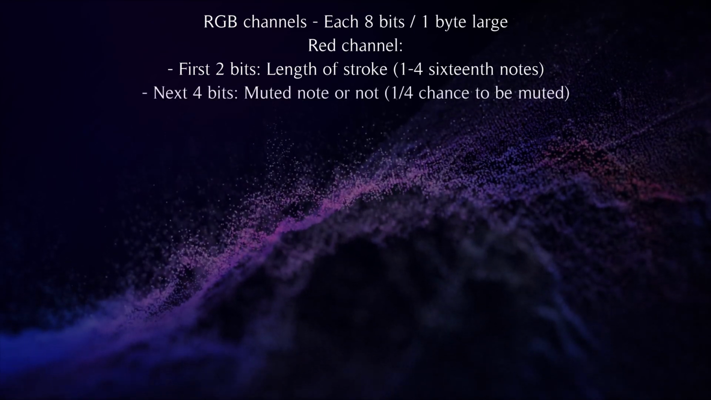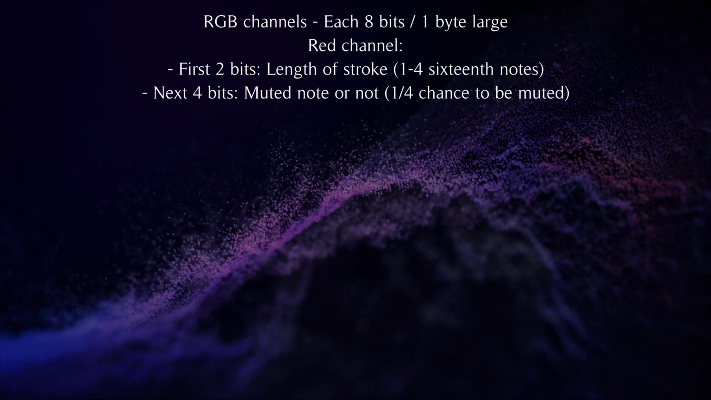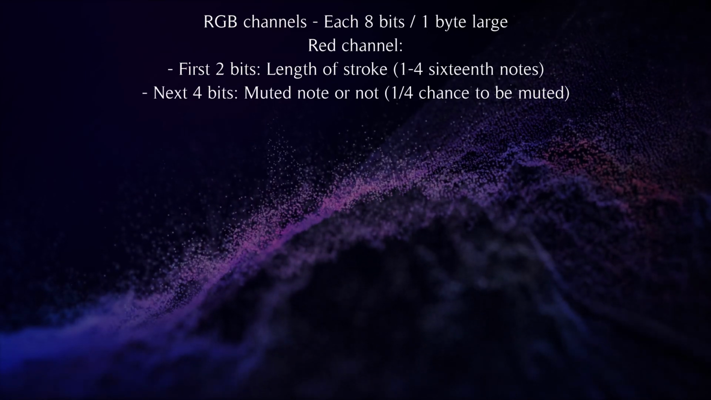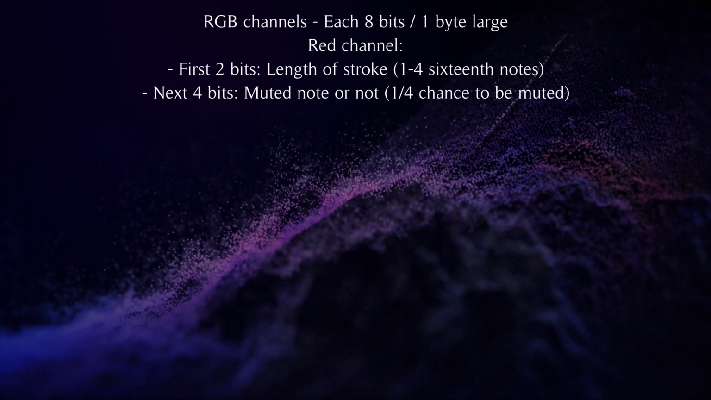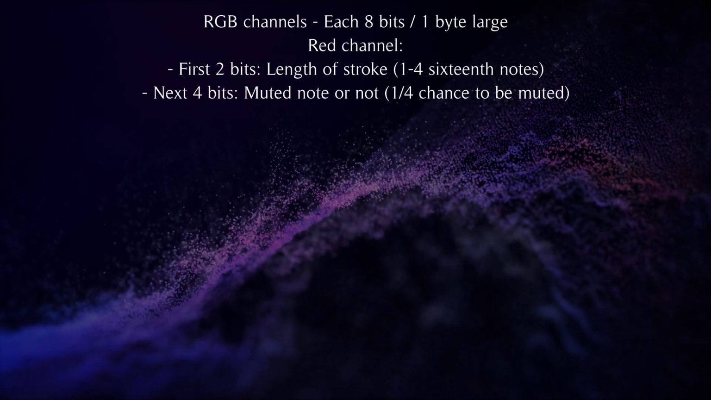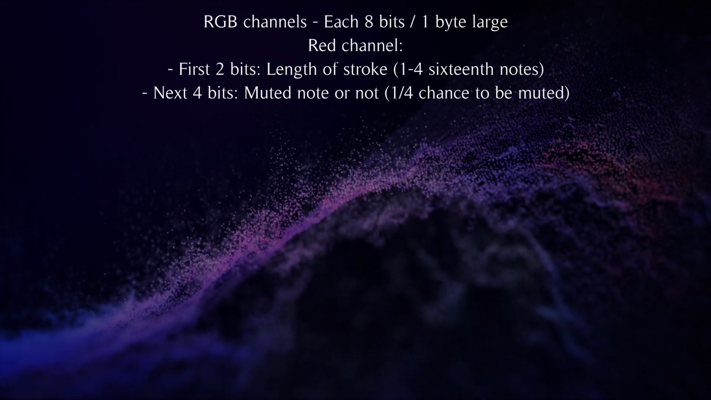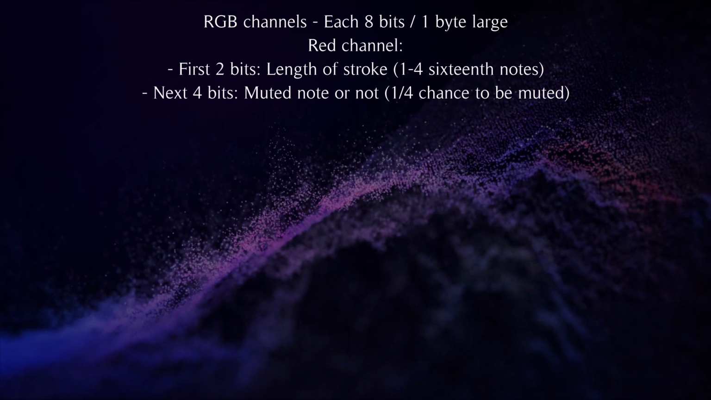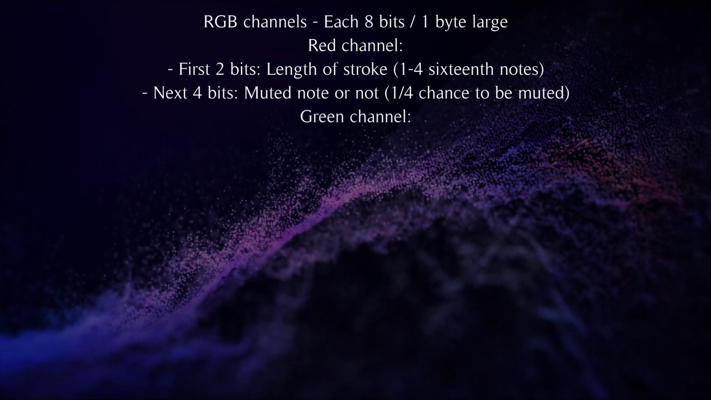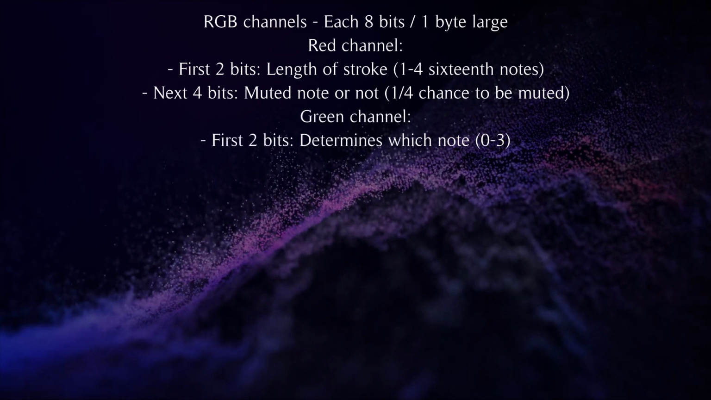The next 4 bits in the red channel will be used to determine if the note should be muted or not. I think I want more open notes than muted ones, so the note is only muted if the first bit of those 4 bits is a 1, so basically a 1 in 4 chance. Let's move on to the green channel. This will determine the notes we'll play.